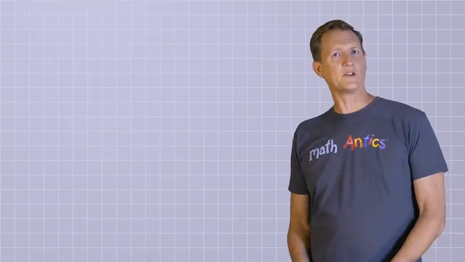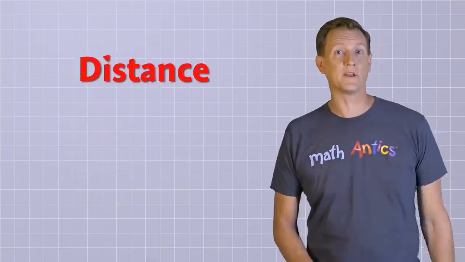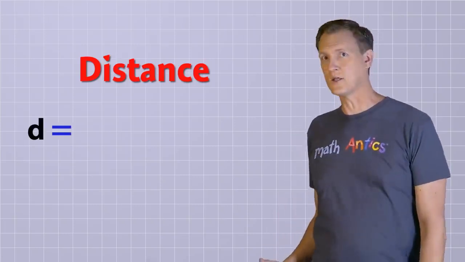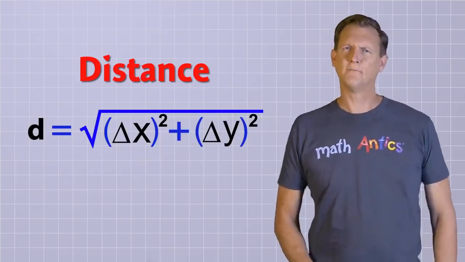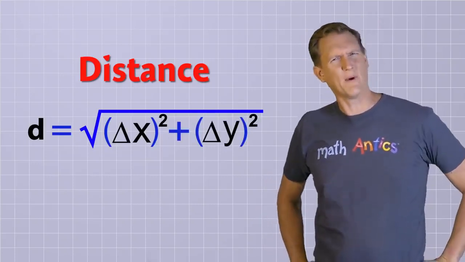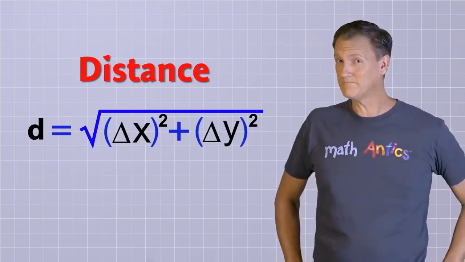Now that you've seen the equation for slope, let's see the equation for calculating the distance between 2 points on the line. Distance equals the square root of delta x squared plus delta y squared. Does this equation remind you of anything you may have seen before? It certainly reminds me of something I've seen before.